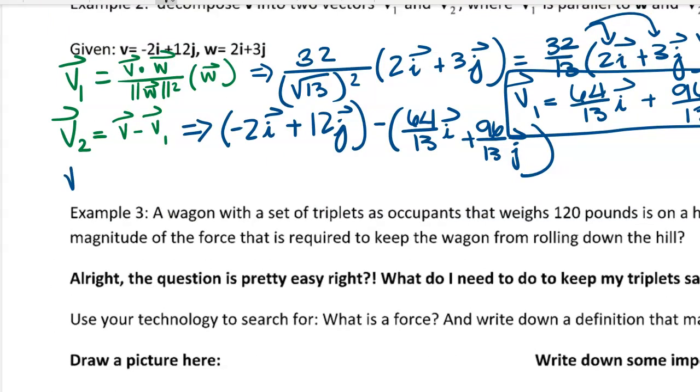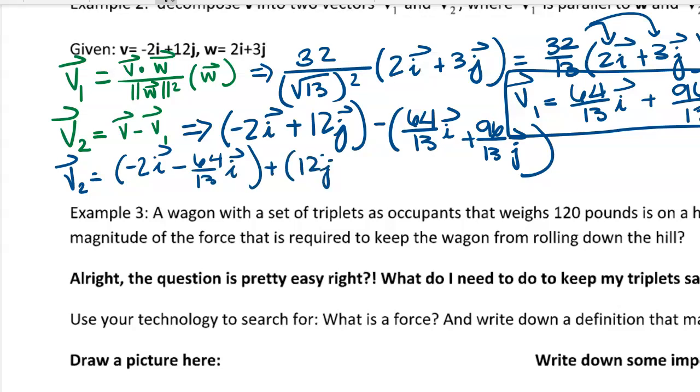Yeah, common denominator, like terms. Would you guys agree? So I'm going to put the like terms together. It's going to be negative 2 in the I direction minus 64 over 13 in the I direction plus 12j minus 96 over 13. True or false, by the way? Is that okay to put the like terms together before we look for the LCD?